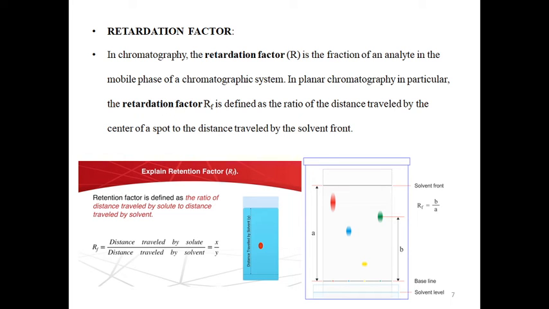The second fundamental of chromatography is called the retardation factor. This is represented as R. It is the fraction of an analyte in the mobile phase of a chromatographic system. This is generally used in planar chromatography or thin layer chromatography. It is represented as the retardation factor RF. The definition for RF is the ratio of the distance travelled by the center of the spot to the distance travelled by the solvent front.